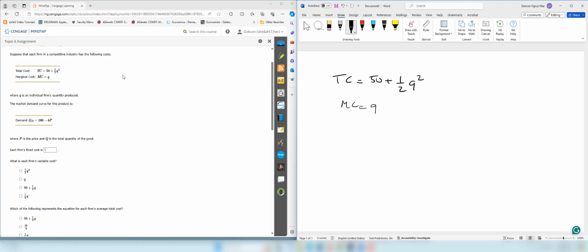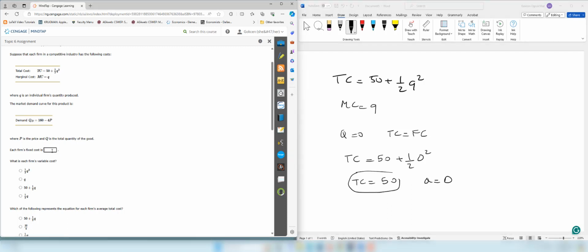The first question is asking what is the firm's fixed cost. We know that when quantity is equal to 0, total cost is equal to fixed cost. Therefore, total cost is 50 plus 1/2 times 0 squared. Total cost is equal to 50 when quantity is equal to 0, and this is our fixed cost. So therefore, we are going to type here 50.